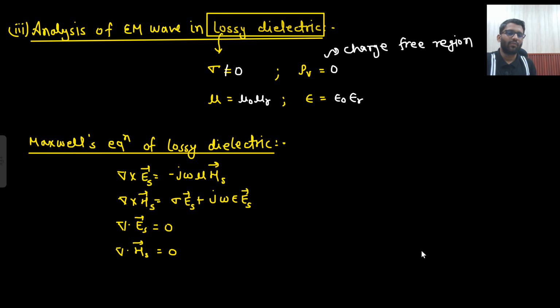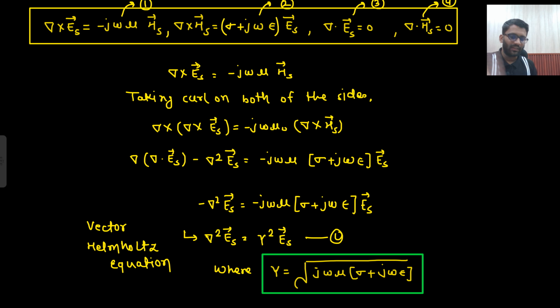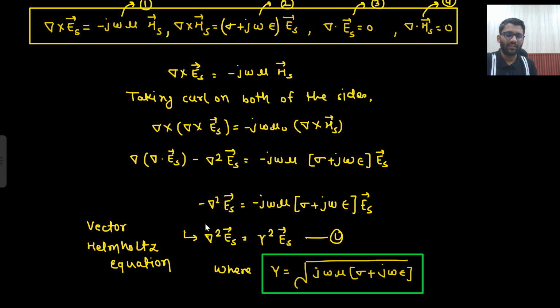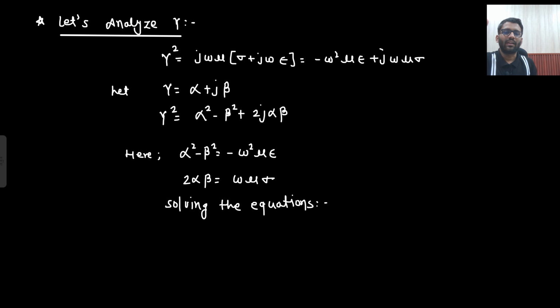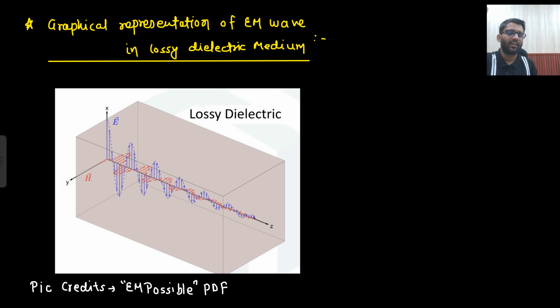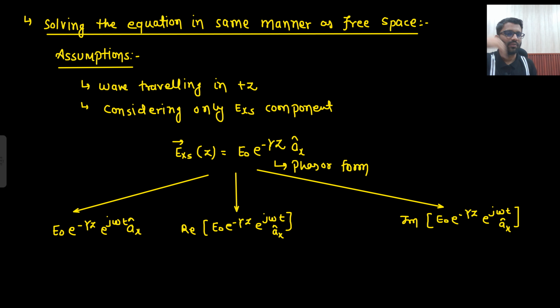And now we are going to study the analysis of the EM wave in lossy dielectric. The expressions will be different, only a few changes will be there. After that we will analyze this gamma thing, a new term that is introduced. We will discuss it in the next lecture, and then we will see how to solve those equations using the previous analysis, and then we will write down the expressions. Once we are done with the expressions, we again see the graphical representation, and all these things we are going to see in the next lecture.